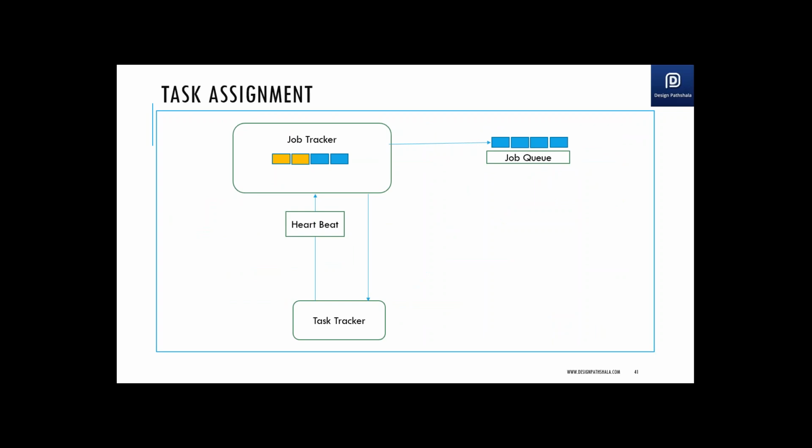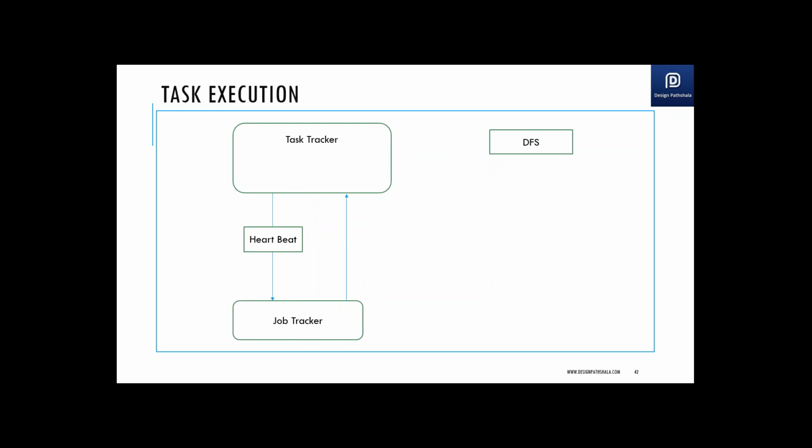send heartbeat signals to the job tracker, the same way the data nodes used to send. And in that way, the job tracker knows which task trackers are up and alive and what work they are doing. So the job tracker picks jobs from the queue where it has placed them, and initializes those jobs or assigns those jobs to the task trackers.